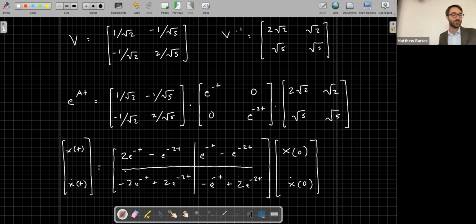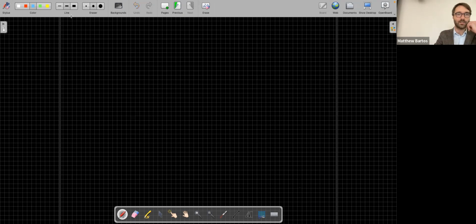All right, so that's the first way that you can compute the matrix exponential. Let me show you the Laplace transform, and then if I have time, I'm going to show you Cayley-Hamilton, which is just a really interesting subject in its own right. So let's show how we can compute the matrix exponential using the Laplace transform.